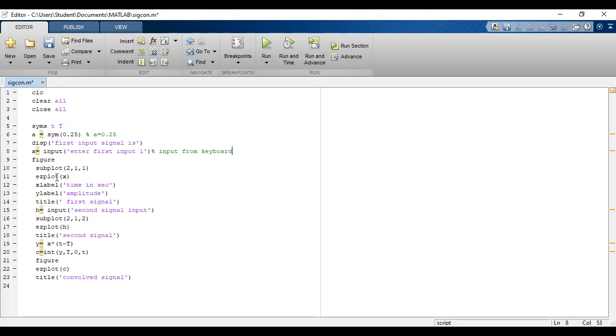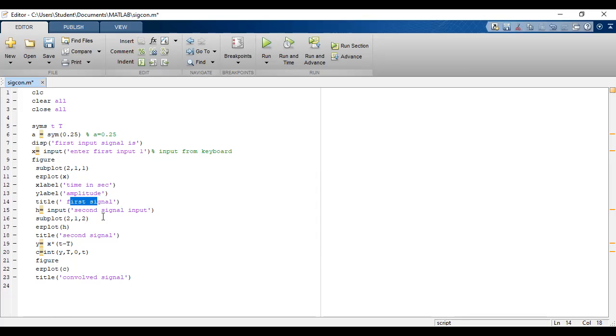EZ plot I am using because variables are there. Variables I have declared, not exactly any certain limit is there. So randomly it will be taking values on the x-axis and y-axis. What is the variable I am taking? X, whatever input we have entered. X label is time in seconds, y label is amplitude, title is first signal. Okay, this is about the first input.